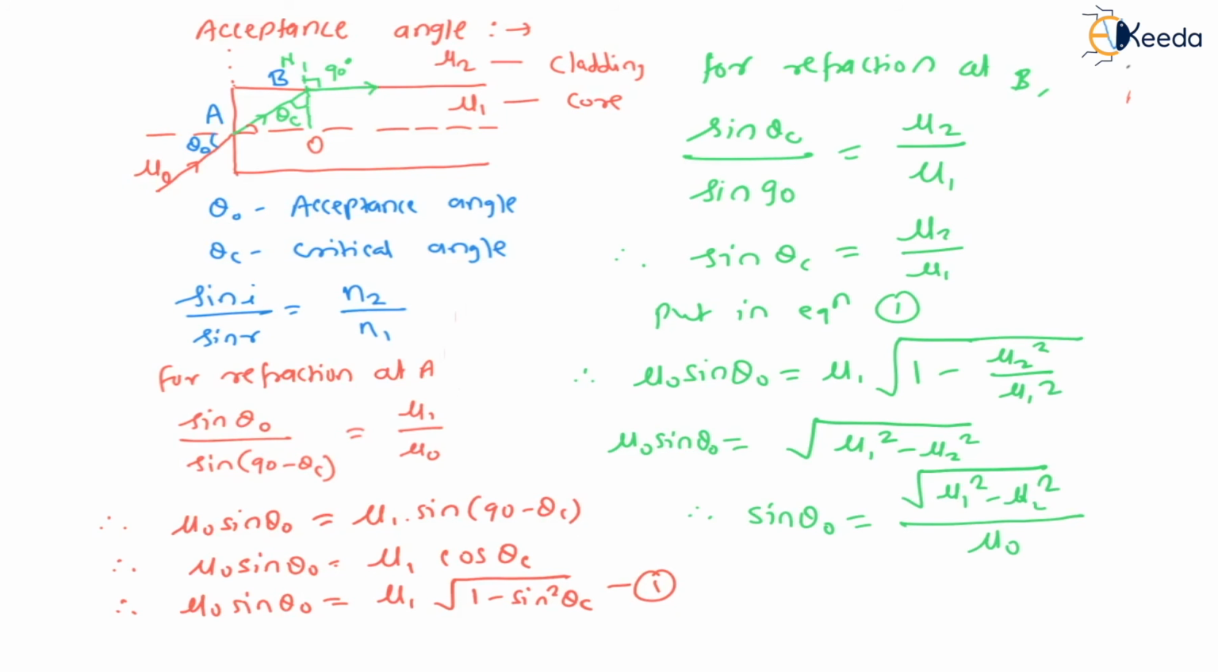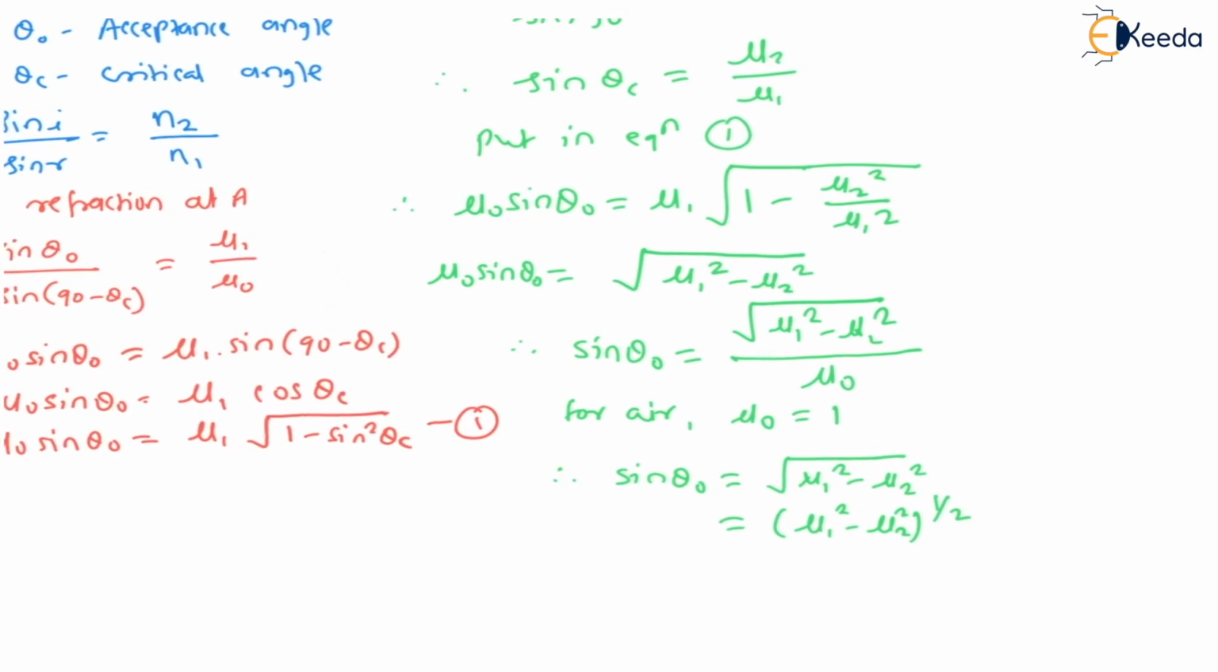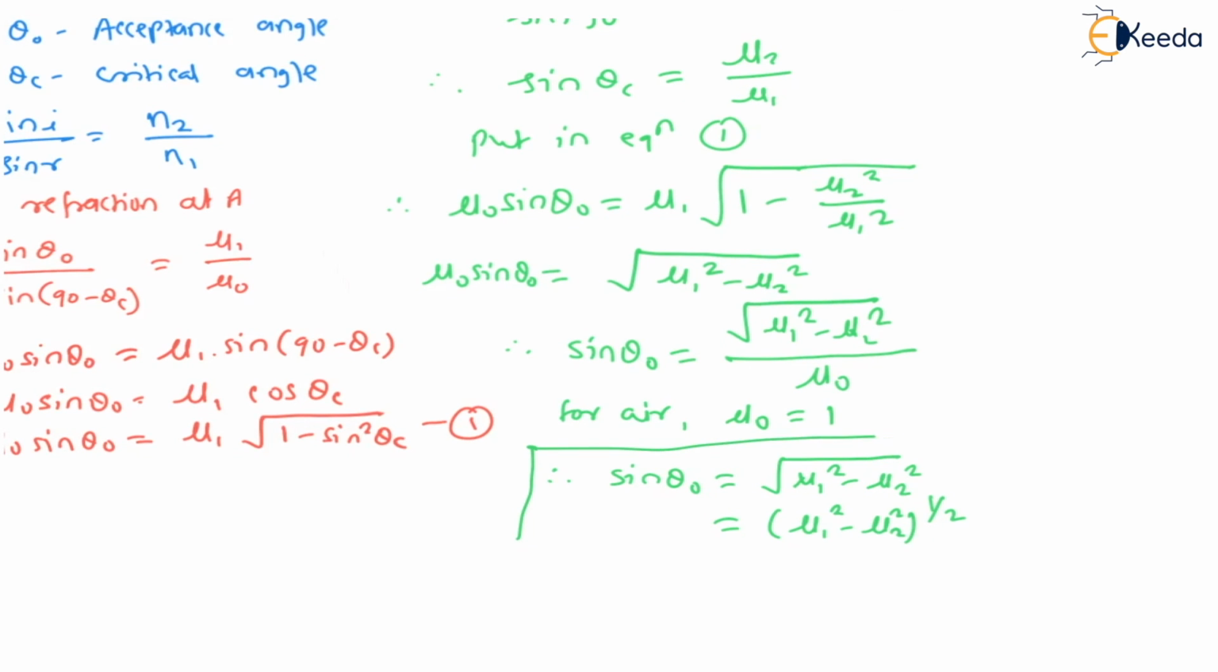Again, if the surrounding medium is air, then for air medium the value of mu naught will be equal to 1. So we'll get the final equation as sine theta naught is equal to under root mu1 square minus mu2 square, or we can write it as (mu1 square minus mu2 square) whole bracket to the power 1 by 2. So this is the formula for acceptance angle. This is the final formula for acceptance angle.